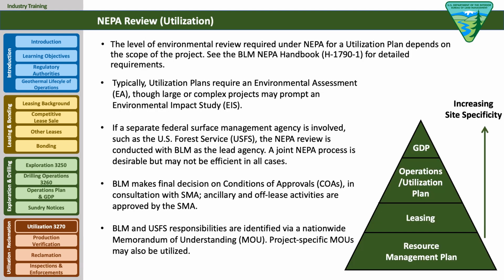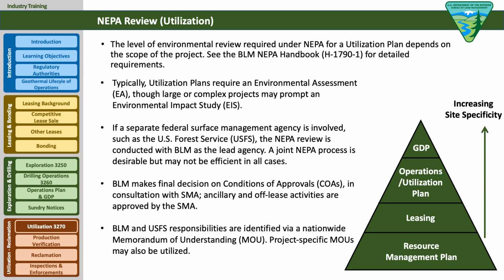The level of environmental review required under NEPA for a utilization plan depends on the scope of the project. See the BLM NEPA handbook for detailed requirements. Typically, utilization plans require an EA, though large or complex projects may prompt an environmental impact statement, or EIS. If a separate federal surface management agency is involved, such as the U.S. Forest Service, the NEPA review is conducted with BLM as the lead agency. A joint NEPA process is desirable, but may not be efficient in all cases.